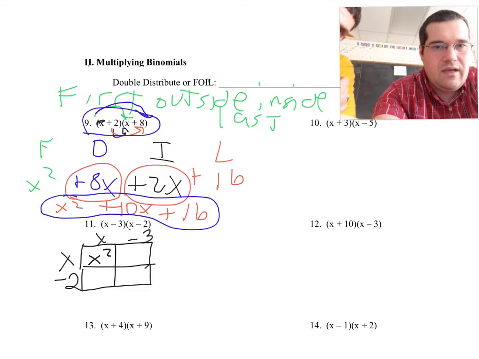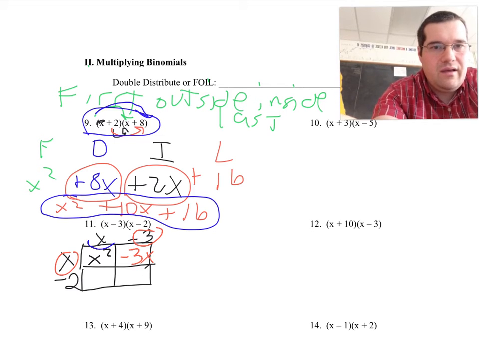And then what's x times a negative 3? I'm going to put that in this square. That'll give me my negative 3x. I can do my x times negative 2 and put that in this square and have that be a negative 2x. And then finally what's left over is my negative 2 times my negative 3, which will give me a positive 6.